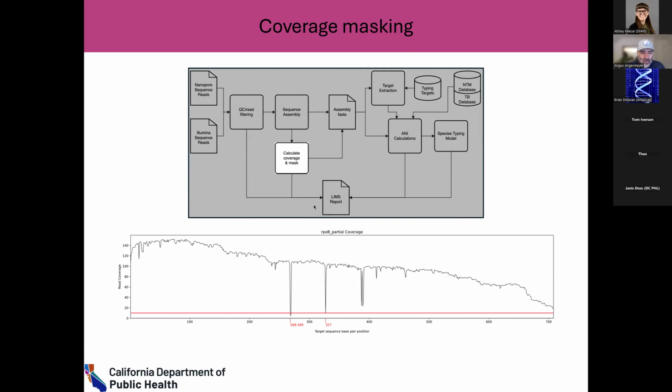Everyone has their own cutoffs and thresholds where they like to validate. Historically, a lot of the TB pipelines, at least at CDPH, have a hard cutoff of 10x coverage. Some of them are very strict, so that if you see any nucleotides below 10x coverage, you actually throw out the data essentially.